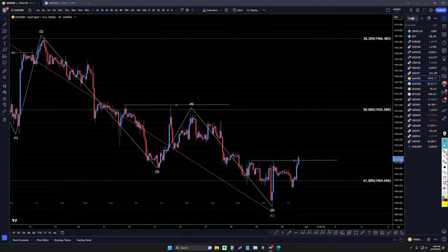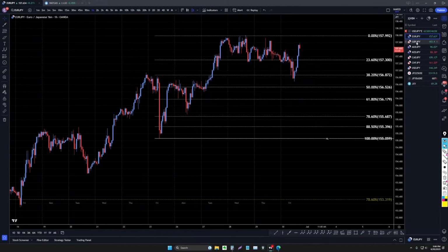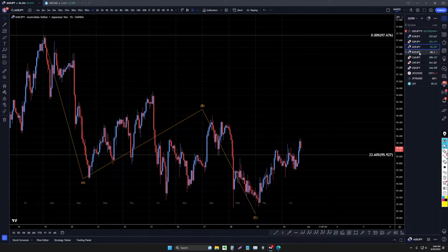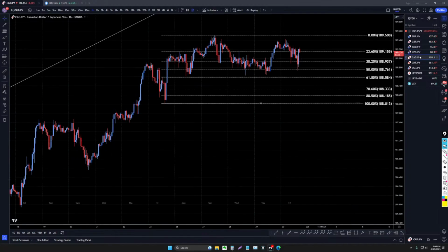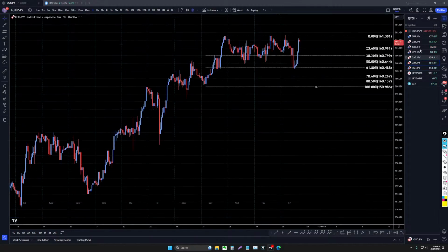So gold is trying to break out. Let's see if it holds. We'll have to come back and look at these dollar pairs. It looks like it's holding. Are the yen pairs holding? Yeah, the yen pairs are doing alright. A little bit of a pullback on the Aussie. Canadian's got a little bit of a pullback, but not really much to worry about there, I don't think.